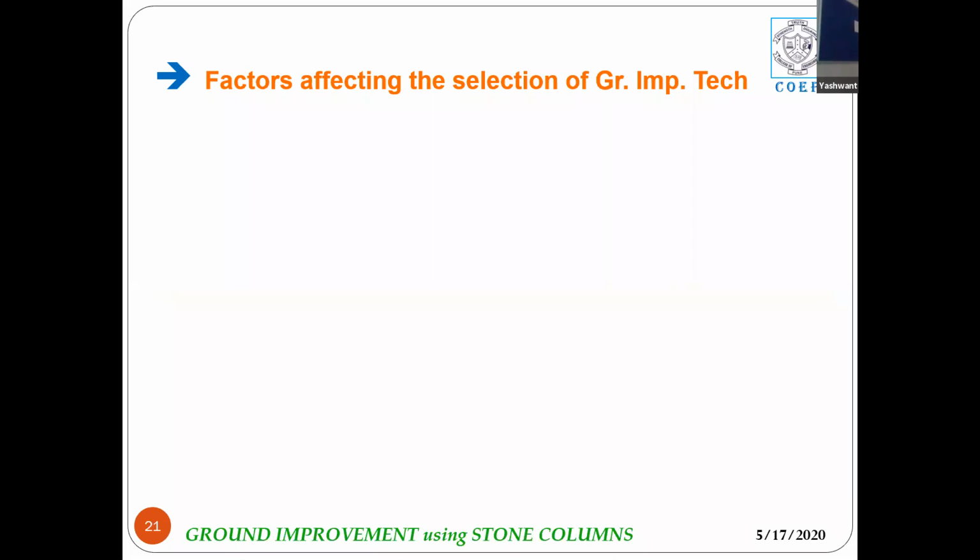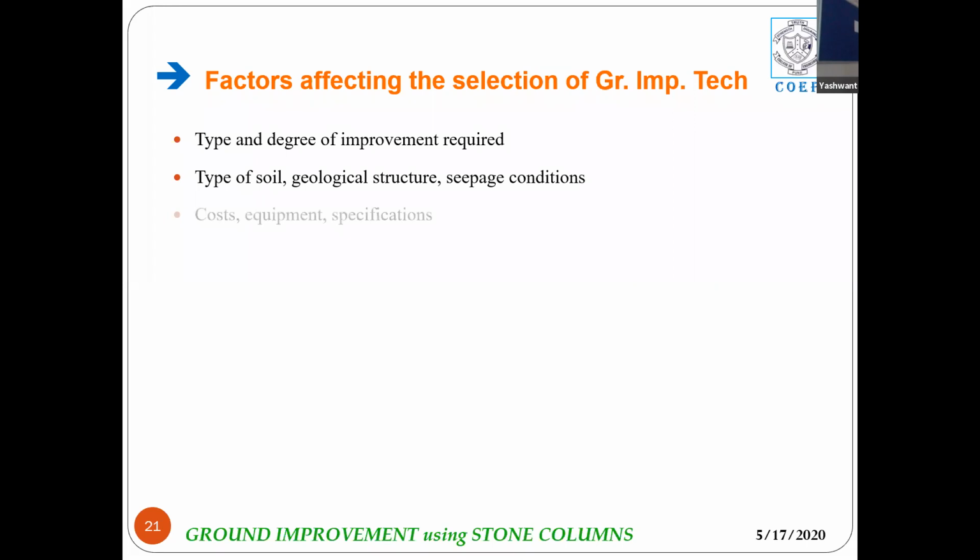So the various factors affecting the selection, as we have seen, the list of the ground improvement techniques that are available is long. So which is the best one? As an engineer, you will be required to suggest to your client or to your firm. It's your responsibility. So what are the factors that are going to govern the method or technique that you are going to suggest for that particular site? About 8 to 10 parameters have been listed out here.